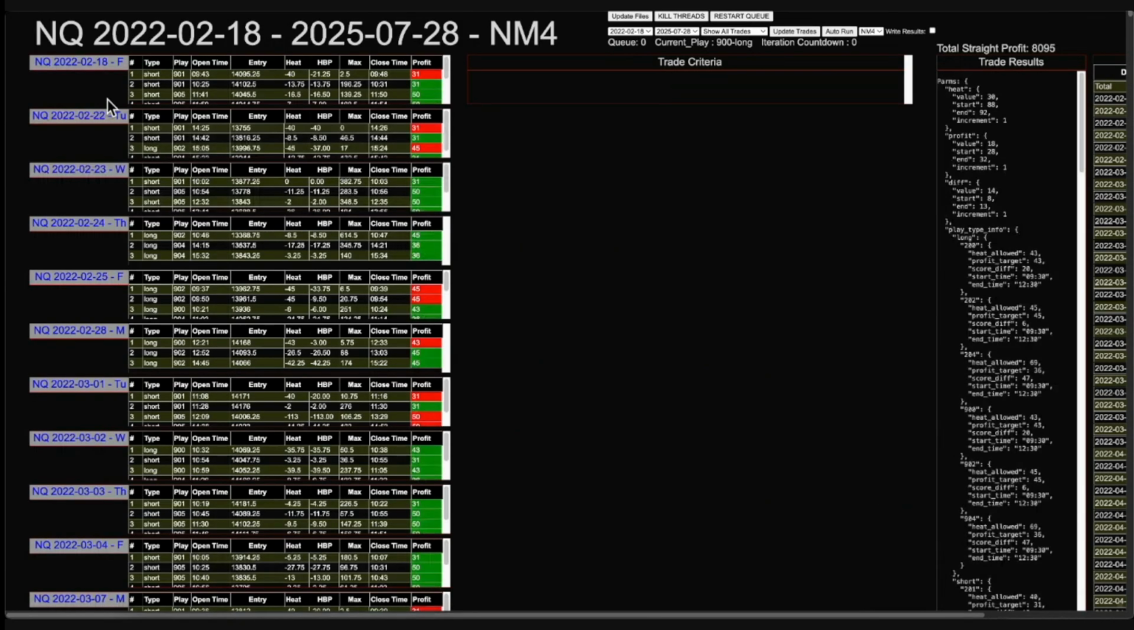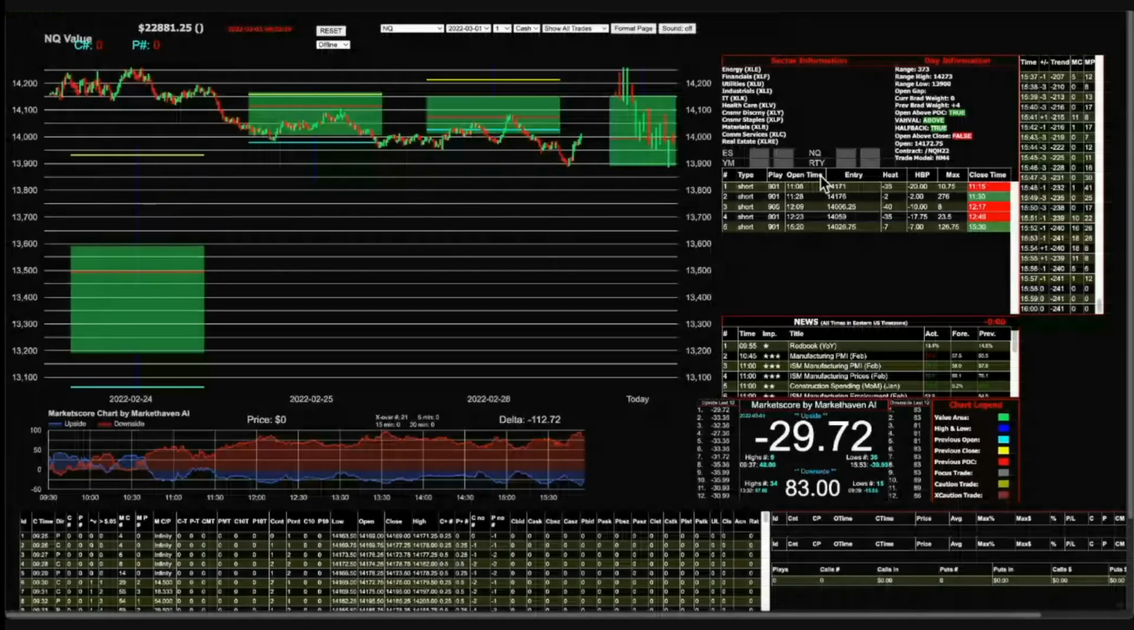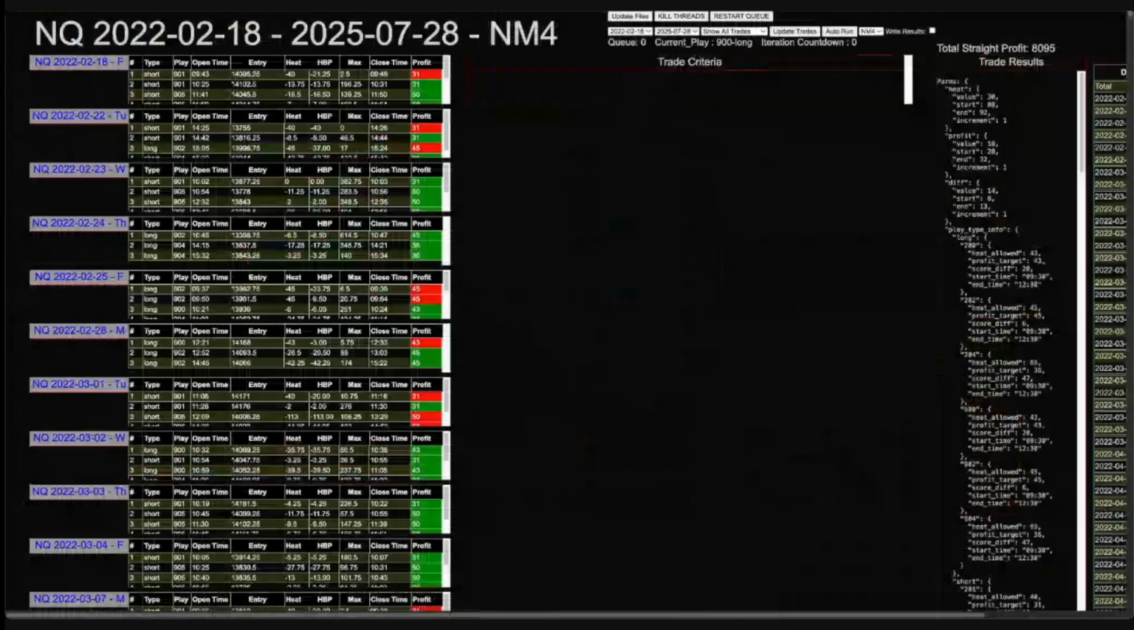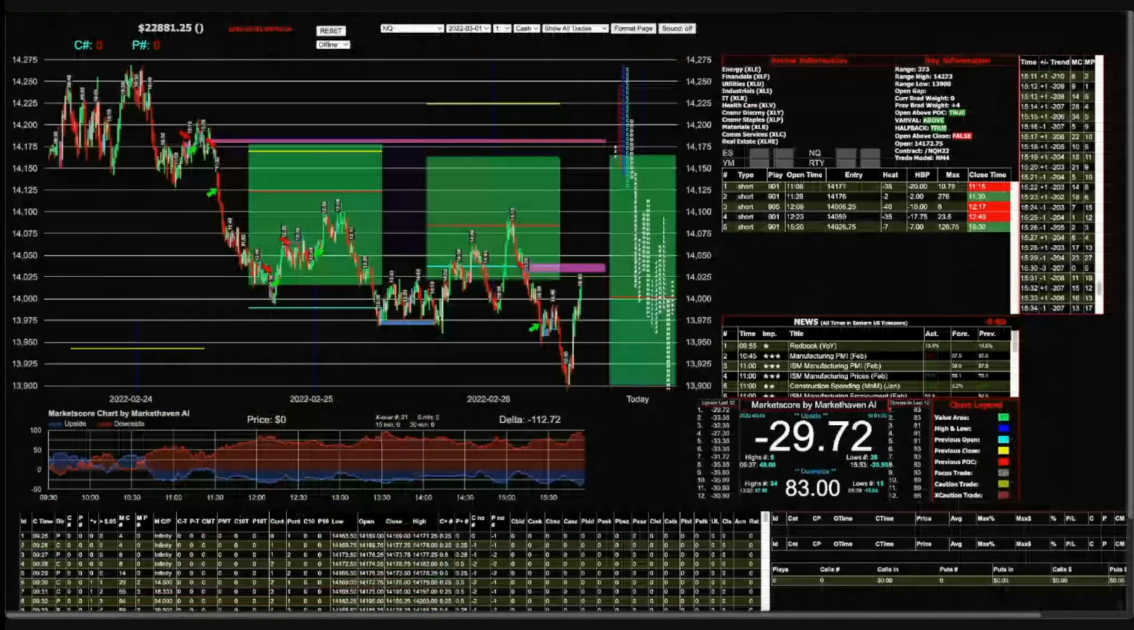Okay, so we're going to open up this one. These are the trades that would have been taken this day. This is something that I run regularly, and I have it do it based on different levels of profit, different levels of stop loss, different levels of heat, and it runs all of the days to give me what is here.